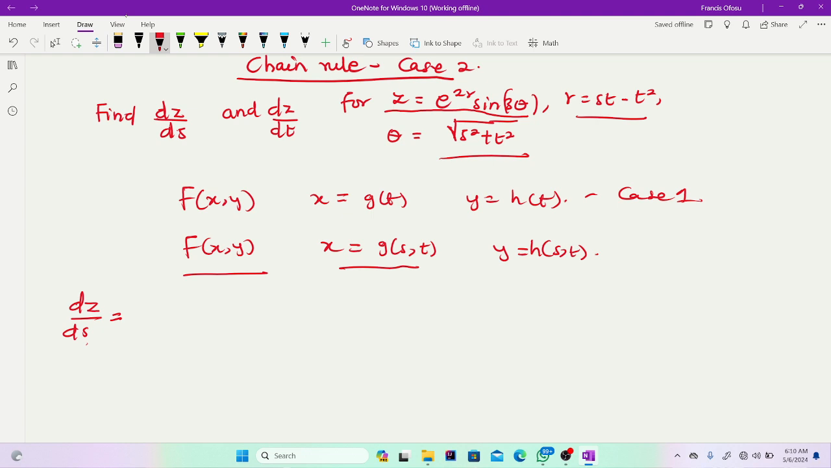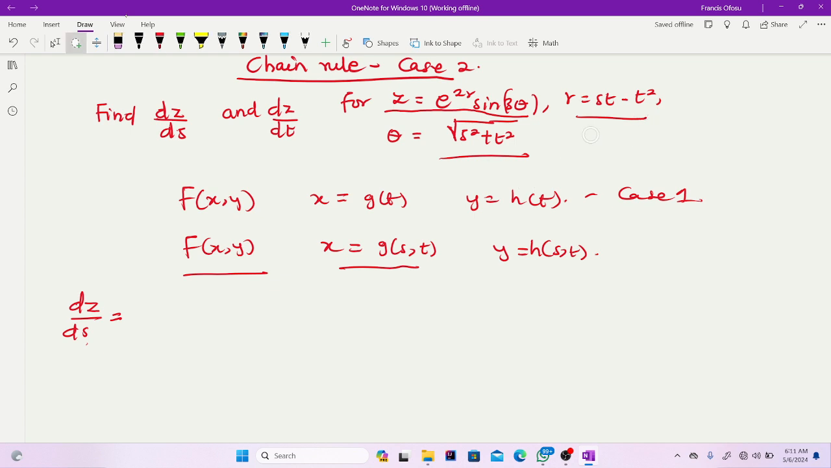How do I get access to r? Simply by differentiating my major function with respect to r. And if I want to get access to theta, I'll simply have to differentiate my major function with respect to theta. Then I differentiate r and theta with respect to s. That is it. So as I'm saying, the partial z on s, we can find it by locating r and theta.